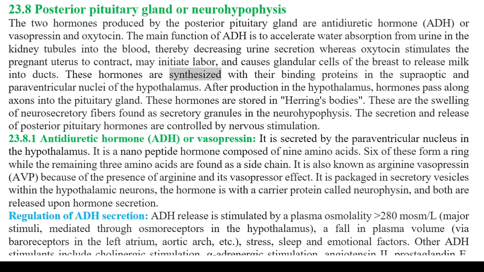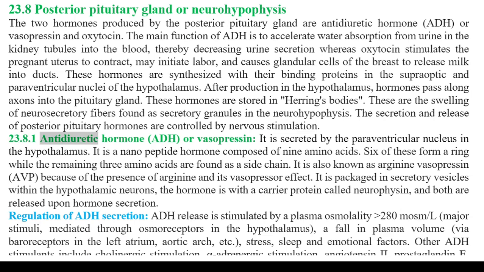These hormones are synthesized with their binding proteins in the supraoptic and paraventricular nuclei of the hypothalamus. After production in the hypothalamus, hormones pass along axons into the pituitary gland. These hormones are stored in Herring's bodies. These are the swellings of neurosecretory fibers found as secretory granules in the neurohypophysis. The secretion and release of posterior pituitary hormones are controlled by nervous stimulation.